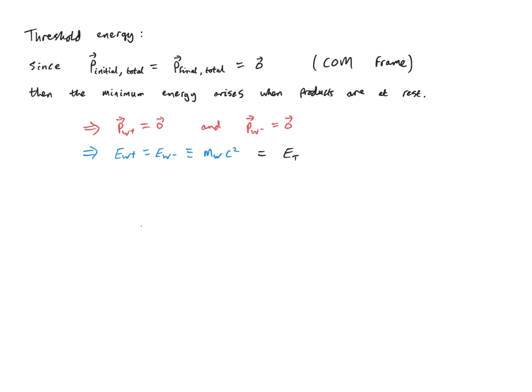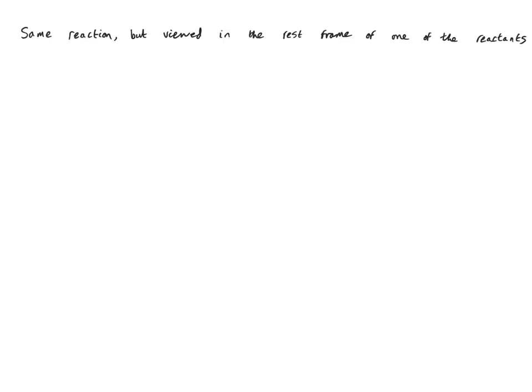With this information at hand, we can then go back and work out the momentum of the reactants in a very similar kind of fashion to how we did in the previous examples. As our final example, let's now consider the same reaction but viewed in the rest frame of one of the reactants, rather than in the centre of momentum frame as we considered previously.